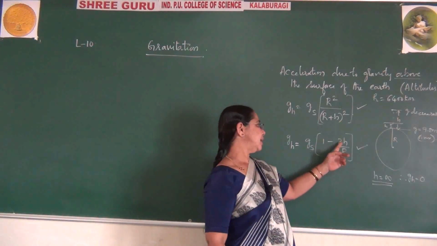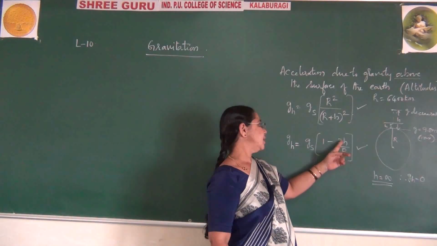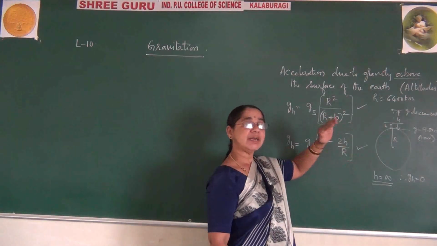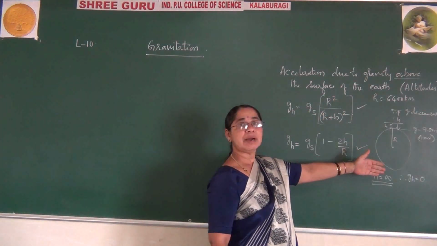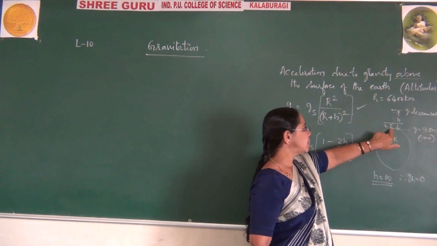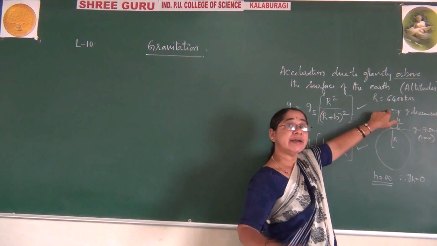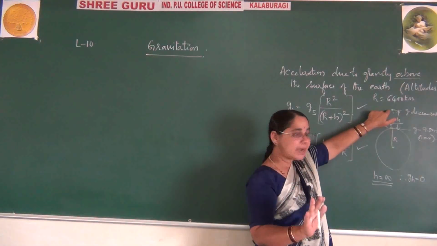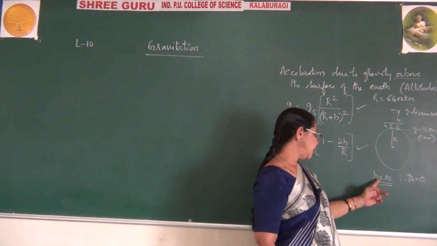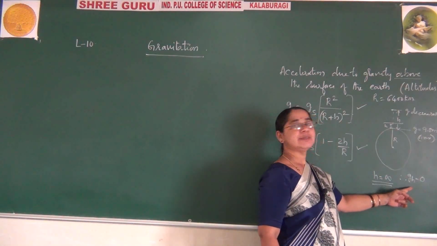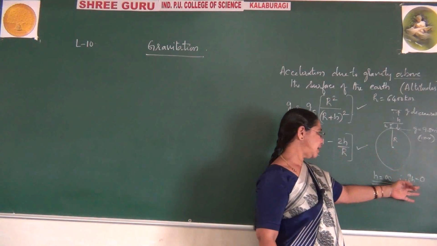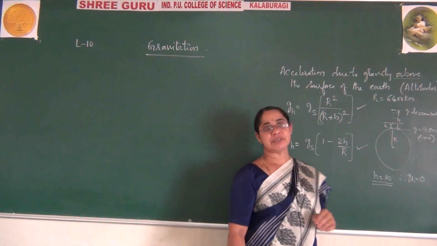So if h is coming nearer to the infinite point, at that time g completely becomes 0. So be aware of that. As you go from here to here, this is maximum. When you go higher and higher, it decreases, and at some point it becomes exactly 0. At what point? At h equal to infinity, the acceleration due to gravity above the surface becomes 0. So this condition you just remember.